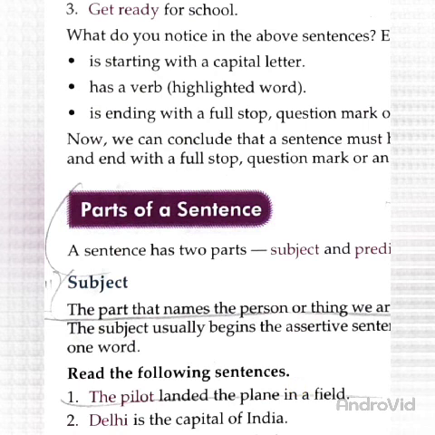The pilot landed the plane in a field. यहाँ पे किसके बारे में बात हो रहा है? यहाँ पे बात हो रहा है the pilot. We are talking about the pilot. So the pilot, what the pilot did, landed the plane in a field. So subject is the pilot because it's starting with that here in this sentence only. Okay, it can be at the end also, but here in this sentence the pilot is what we are talking about.